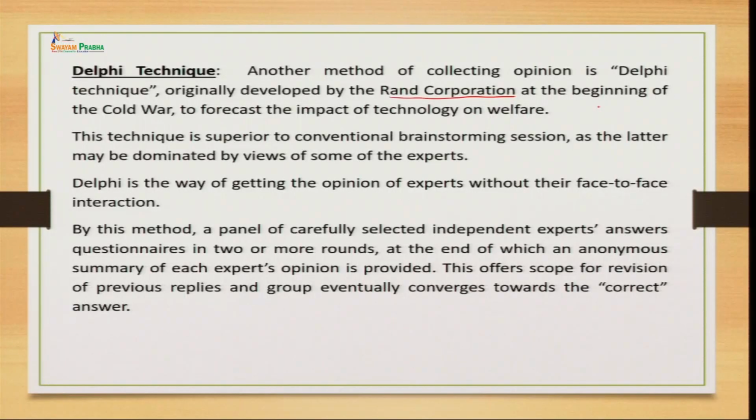So, this is again one way where you can make a panel of your experts, which you have to plan out carefully, and answer these questions in 2 or more rounds, at the end of which an anonymous summary of each expert opinion is provided. Then you offer the scope of revision of the previous reply, and the group eventually converges towards the correct answer. So, this is one way again through which you are collecting the opinion from the experts.